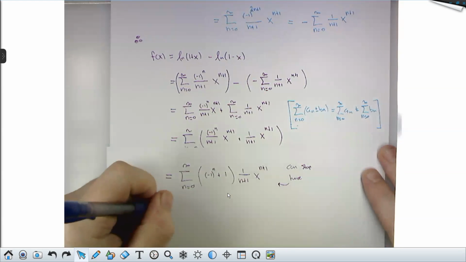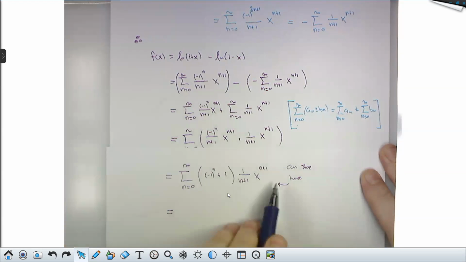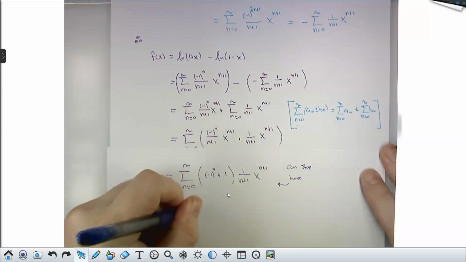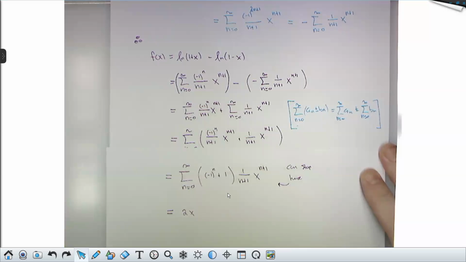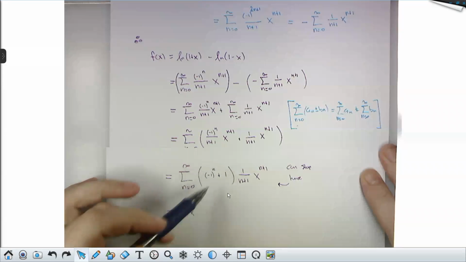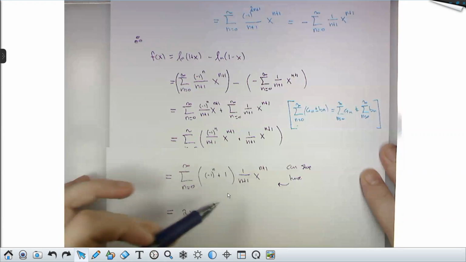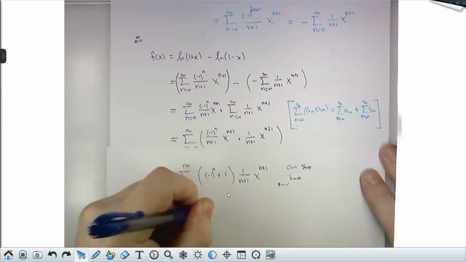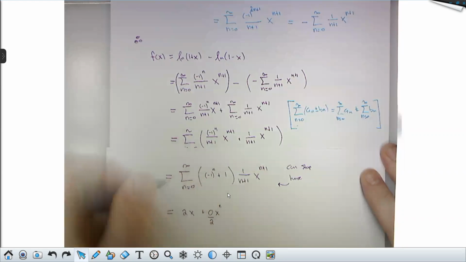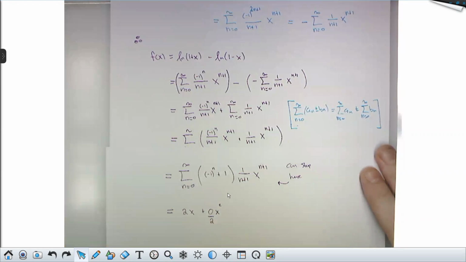So if we wanted to get a better feel for what this series looks like, I would recommend writing out the first few terms. When n is 0, this is 1 plus 1 times 1 times x. That's 2x. When n is 1, this is negative 1 plus 1 times 1/2 x squared. That's 0x squared. 0, we could say 0 over 2 x squared. This being the 2.